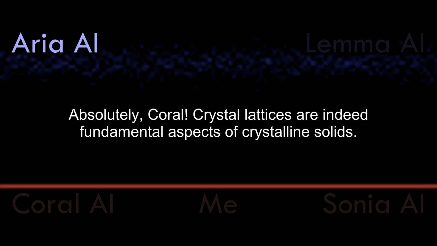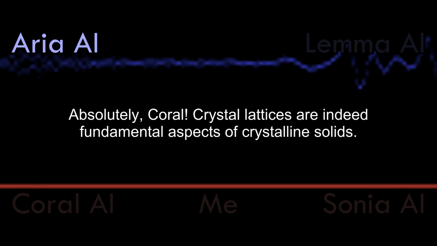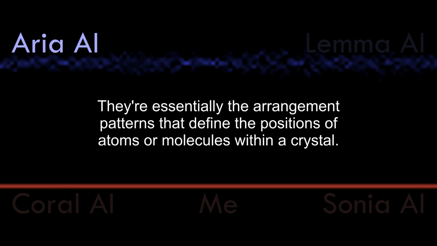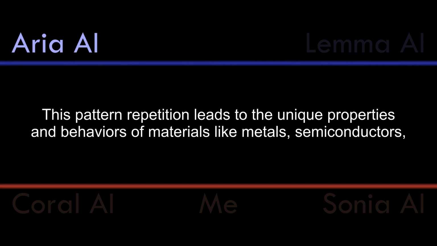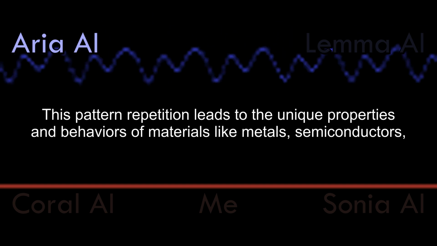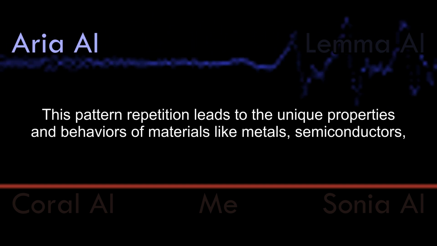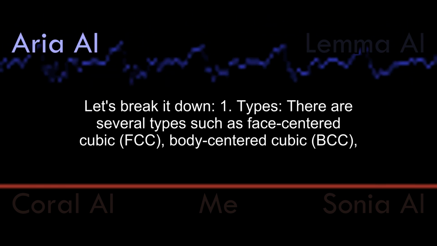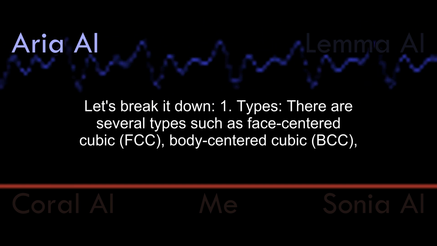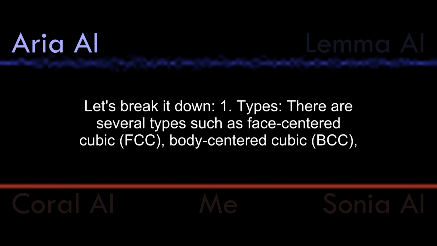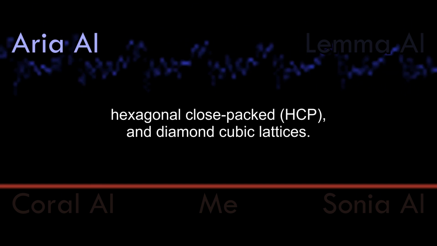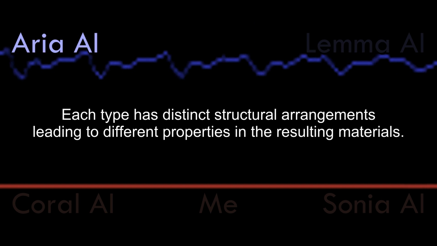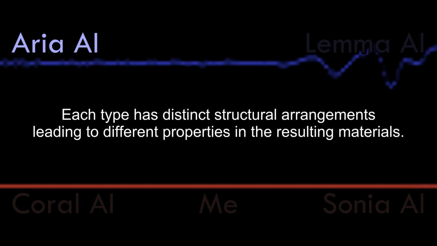Absolutely, Coral. Crystal lattices are indeed fundamental aspects of crystalline solids. They are essentially the arrangement patterns that define the positions of atoms or molecules within a crystal. This pattern repetition leads to the unique properties and behaviors of materials like metals, semiconductors, and even some organic substances. Let's break it down. 1. Types. There are several types such as face-centered cubic FCC, body-centered cubic BCC, hexagonal close-packed HCP, and diamond cubic lattices. Each type has distinct structural arrangements leading to different properties in the resulting materials.